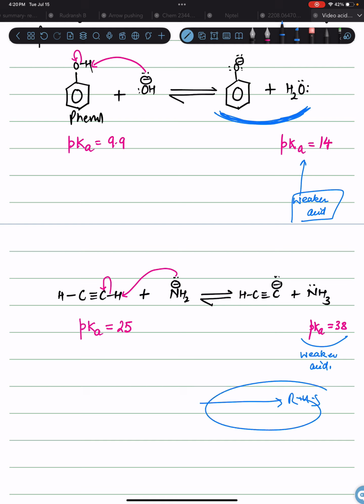This is how we predict a reaction. It's not always on the right hand side, but it goes in the direction where you have a bigger pKa or weaker acid. So this is how we do this prediction.